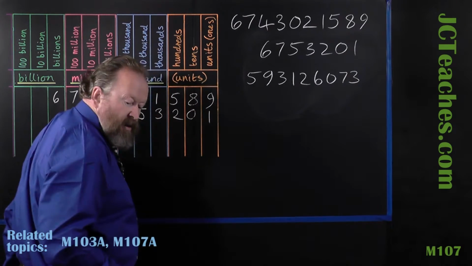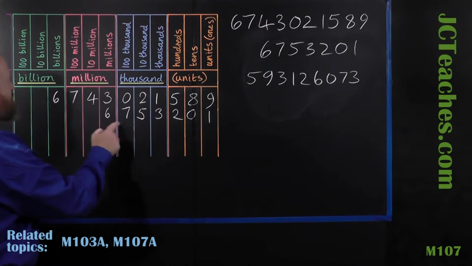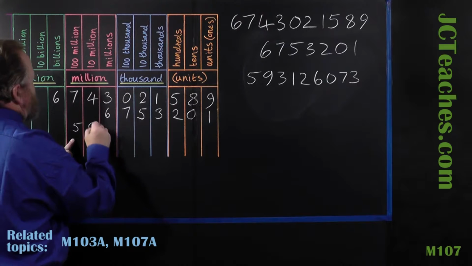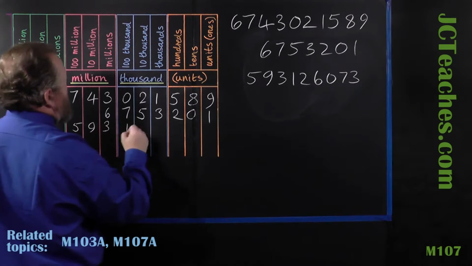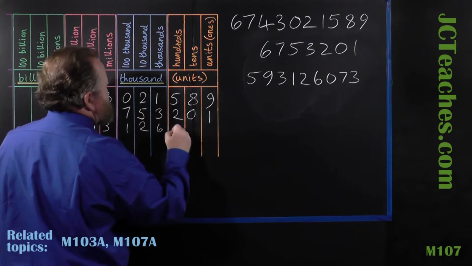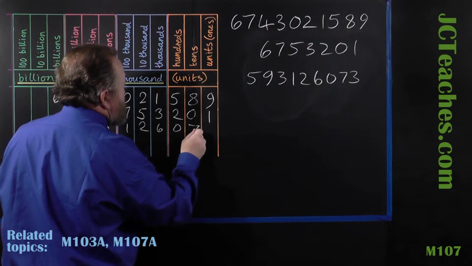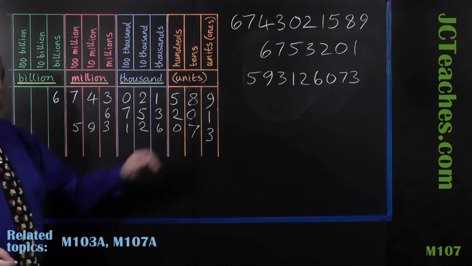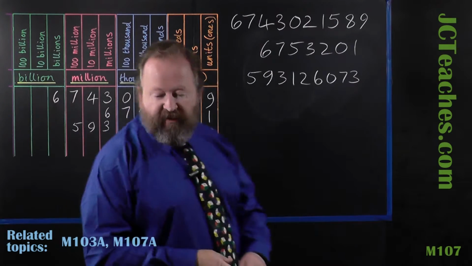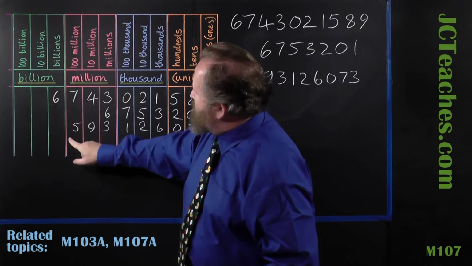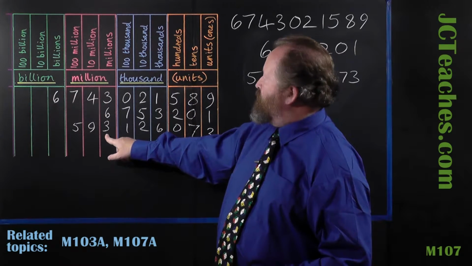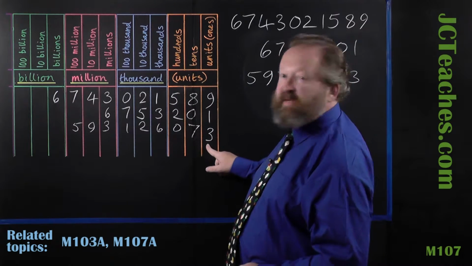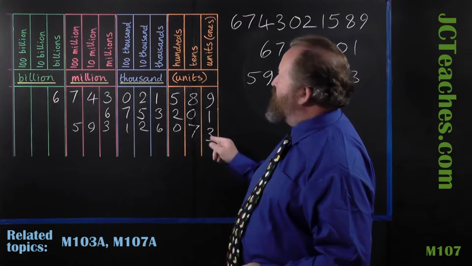Nine digits: 1, 2, 3, 4, 5, 6, 7, 8, 9. So we start here. 5, 9, 3, 1, 2, 6, 0, 7, 3. Oh, the 3's gone down. Never mind. So what we've got there, millions, 593,126,073, because there aren't any hundreds, and 73.